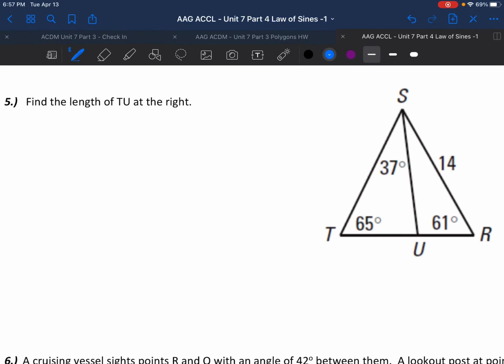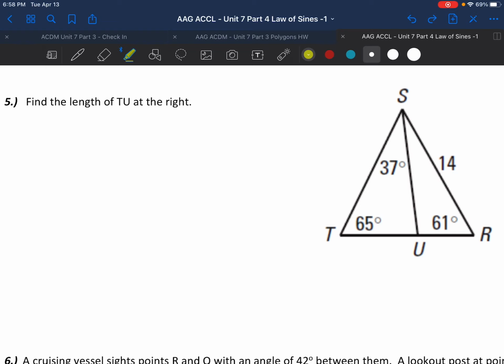Okay, ladies and gentlemen, so Law of Sines video part 2. As you can see here, we have 3 different triangles, actually. At first glance, it looks like there's only 2, but we have triangle STU, we have triangle SUR, and we also have the outermost triangle, which is triangle STR. So we can use any combinations of those 3 triangles using the Law of Sines.